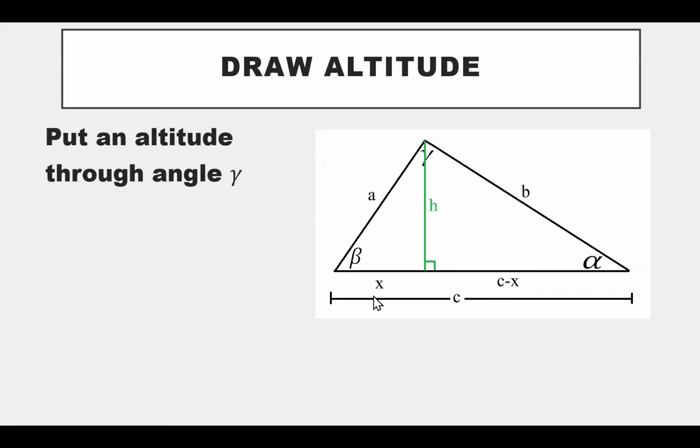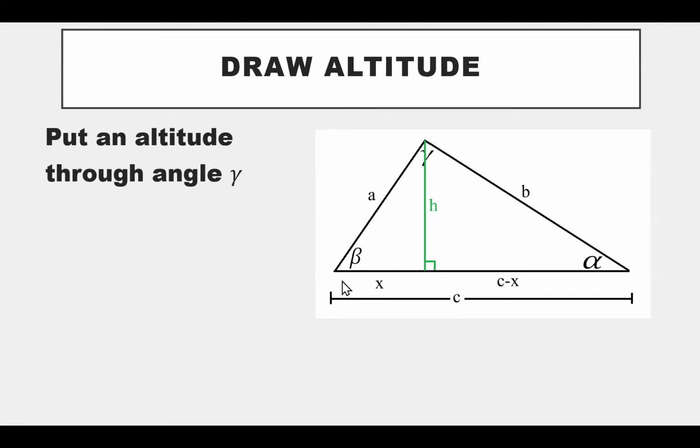Now, this breaks C into two parts, two pieces. I'll call the first piece length X, and the other piece will therefore be length C minus X. If C is the entire length of that side, then X plus C minus X will add to C.